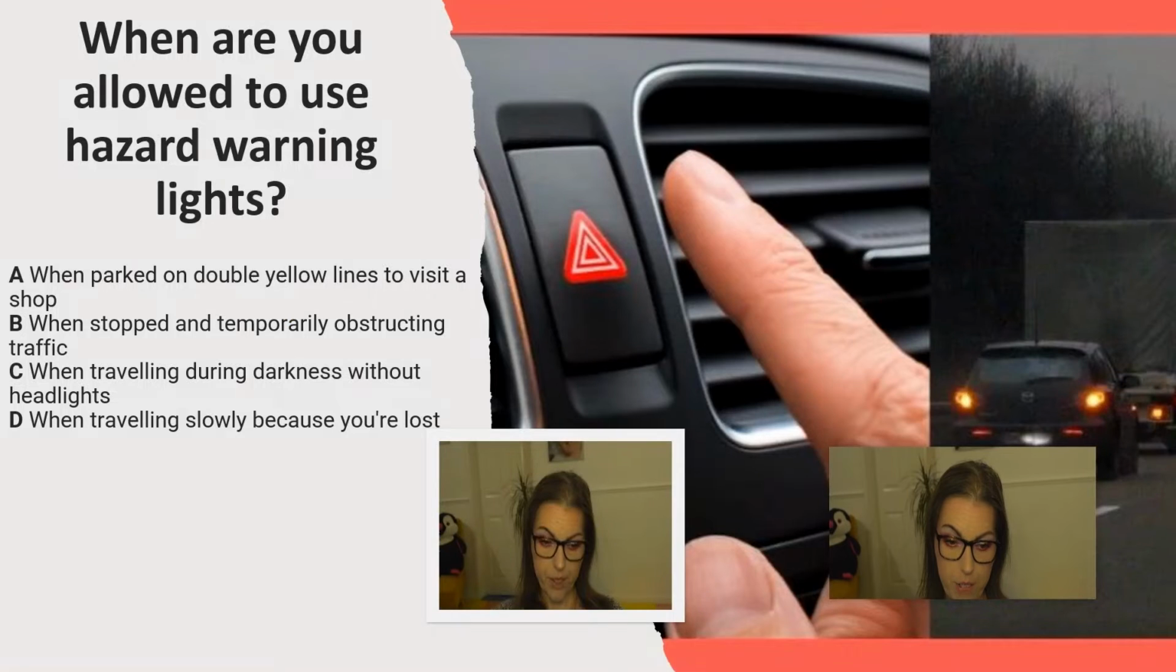Next question. When are you allowed to use hazard warning lights? A. When parked on double yellow lines to visit a shop. B. When stopped and temporarily obstructing traffic. C. When traveling during darkness without headlights. D. When traveling slowly because you are lost.